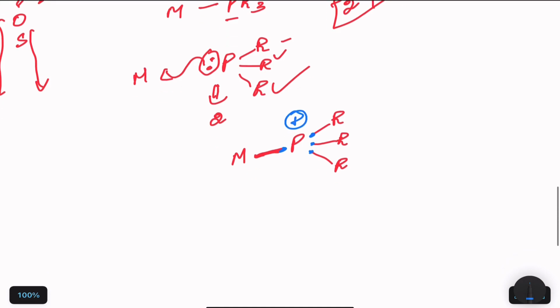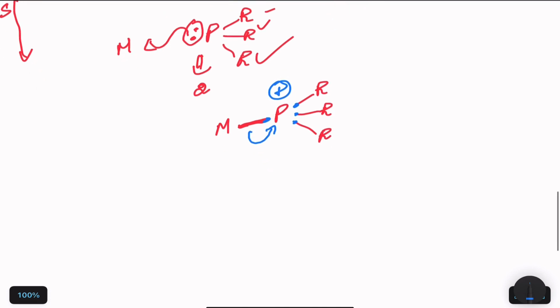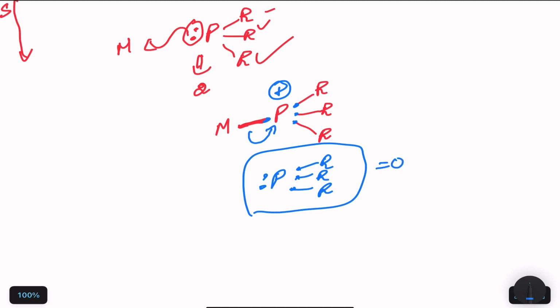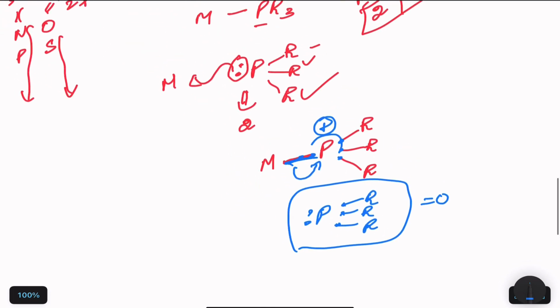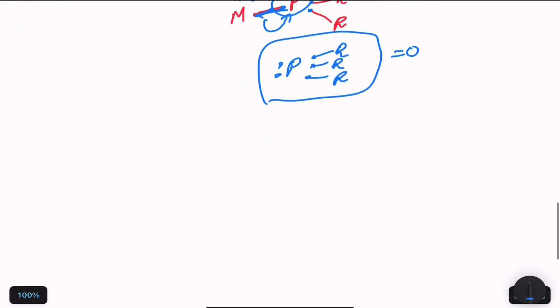Okay, so how do we find the formal charge? What do I have to do? These 2 electrons will come back here. So now it is again in neutral form. There is no charge. The formal charge is 0. Okay, what about hapticity? The metal is bonded to only one phosphorus, so the hapticity is 1. Okay, let's move on to the next example.